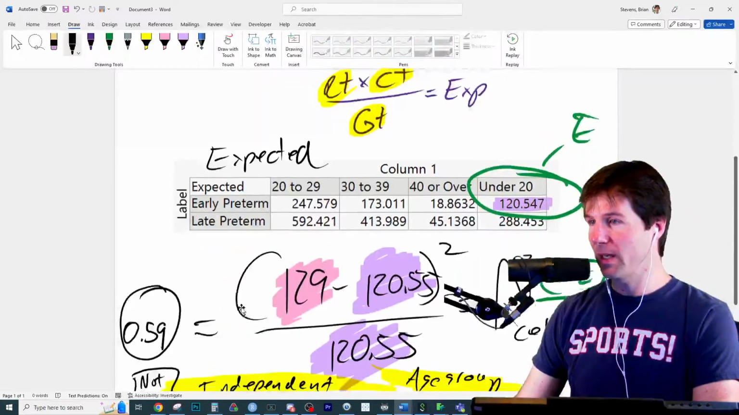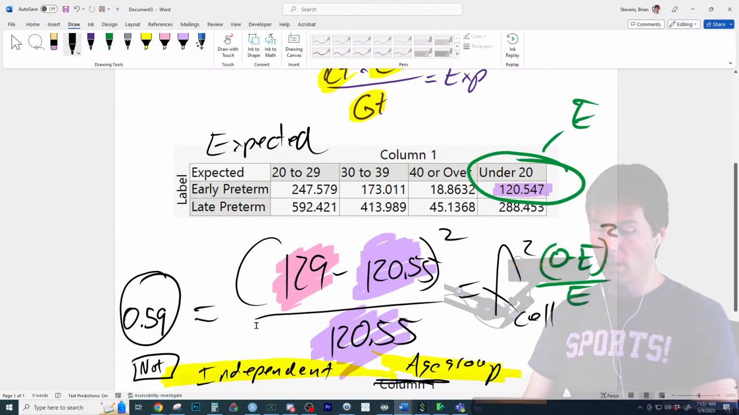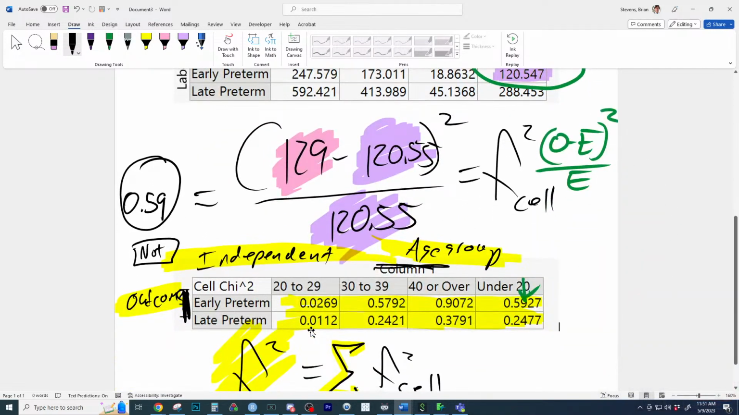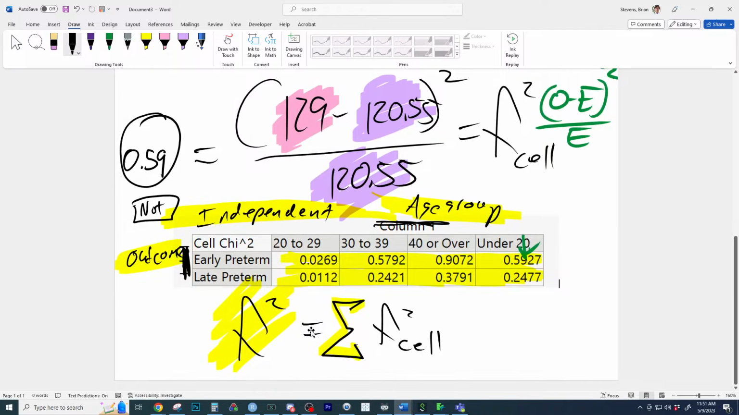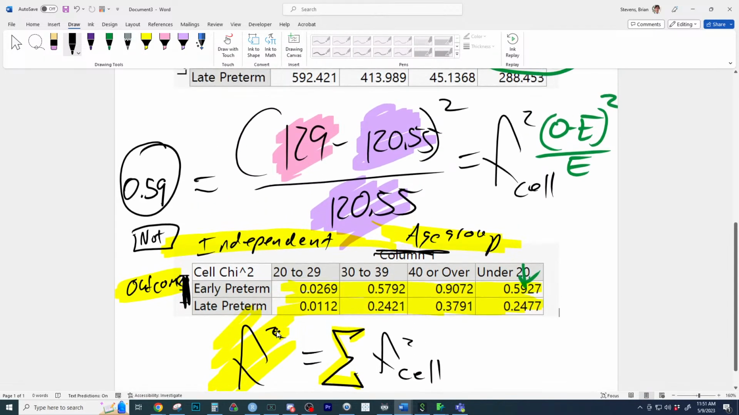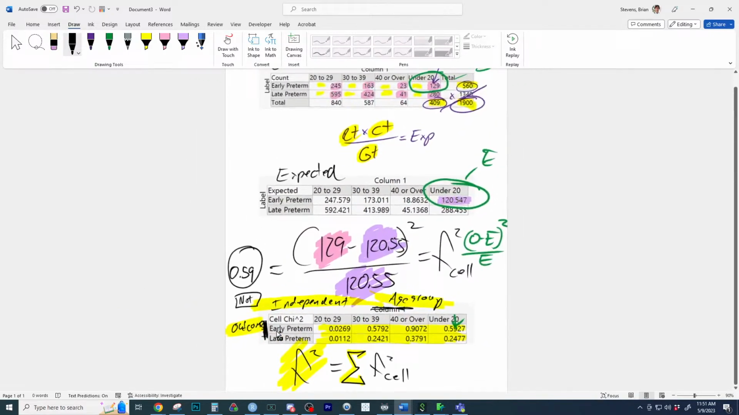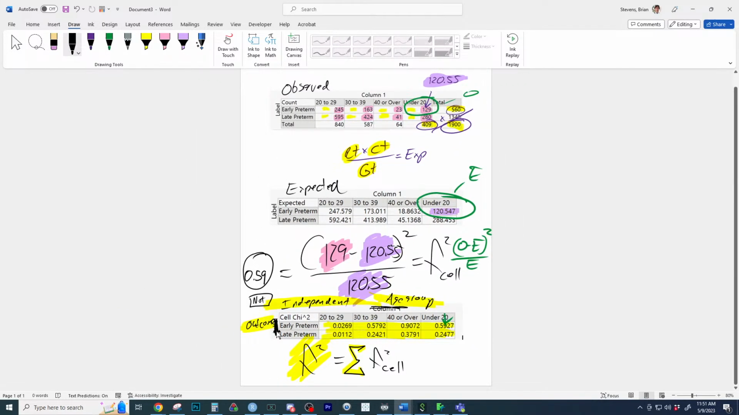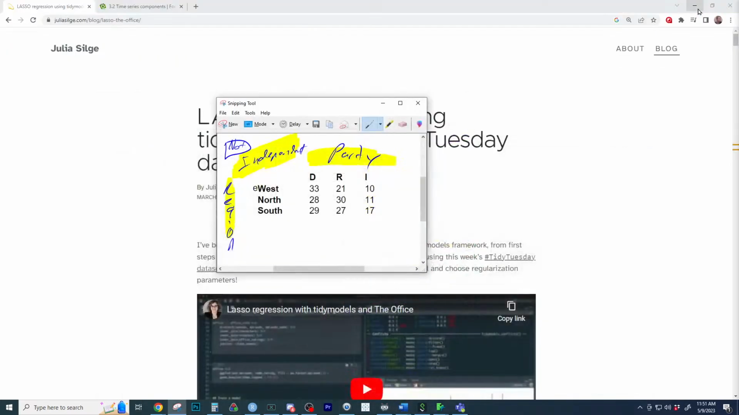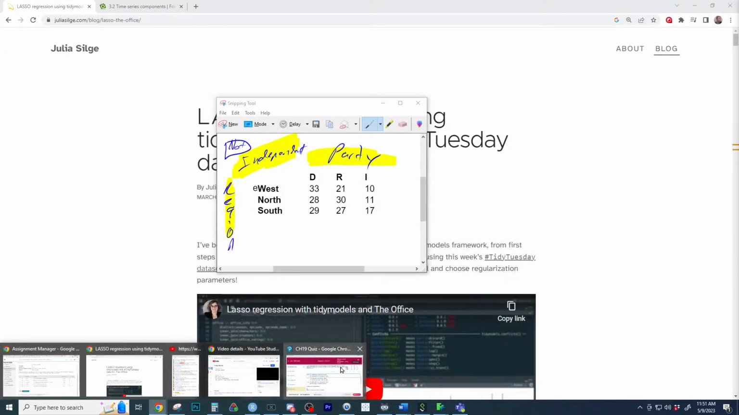You calculate all the expecteds. And then from all of the expecteds, you calculate all the cell chi-squareds. From all the cell chi-squareds, you add it up to get the Pearson chi-squared test statistic. So check out yesterday's video, especially where we went into big detail. We did all these steps right here to solve out each one of these, showing that it can be done. But the issue is this takes a while to do.